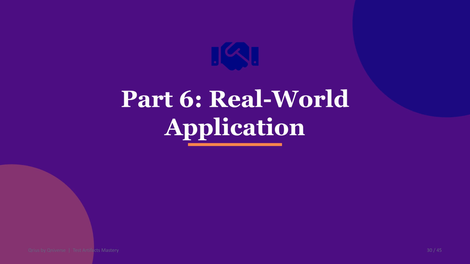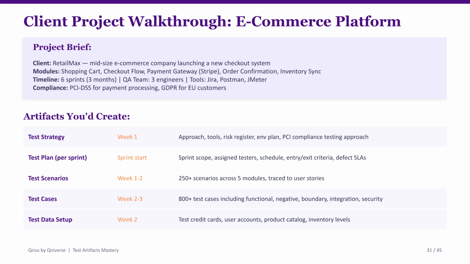Finally, in Part 6, we apply all these concepts to a real-world application, showing how these artifacts come together on a client project. Our client project is an e-commerce platform for Retail Max, launching a new checkout system. It is a 3-month project covering the shopping cart, checkout flow, payment gateway, and order confirmation. We are a QA team of 3, using Jira and adhering to PCI DSS and GDPR compliance.